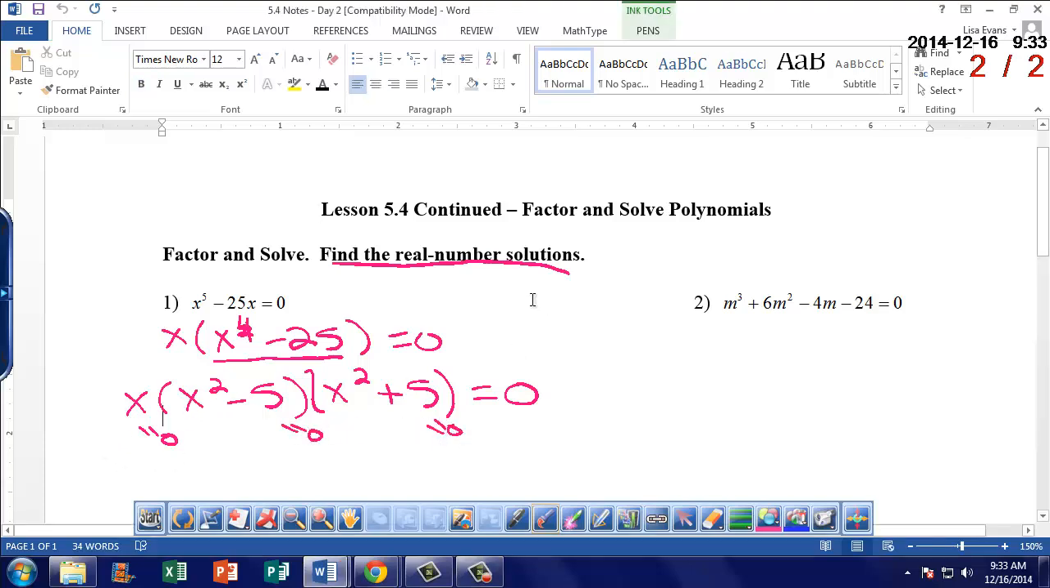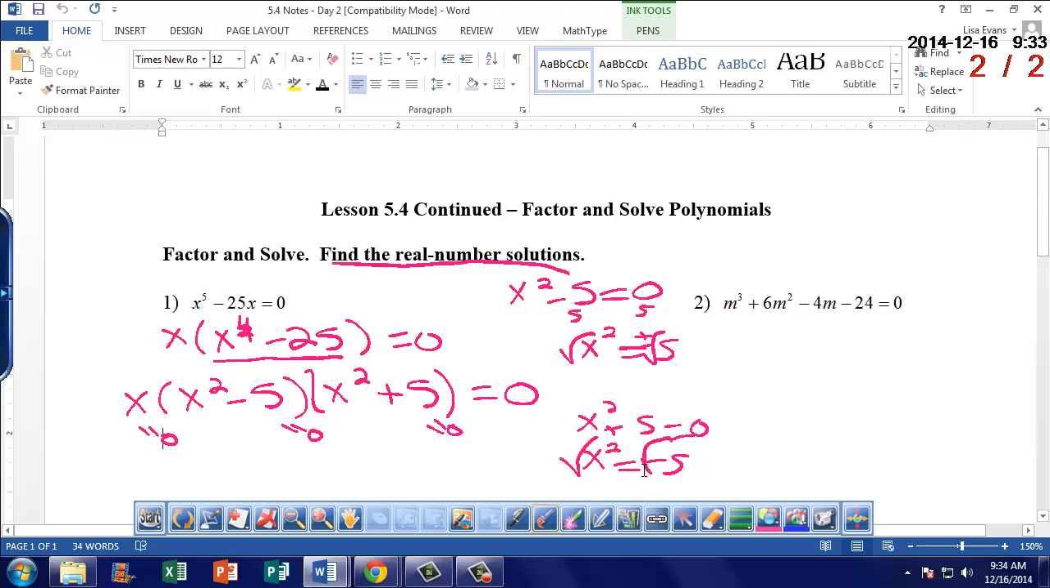So when we set this parenthesis equal to 0, we add 5 to both sides, we get x squared equals 5, and then we have to square root it. So remember, when you put in a square root, we're going to get a plus and minus. This one, we're going to get x squared plus 5 equals 0. You're going to get x squared equals negative 5, and then you're going to square root it. Can we take the square root of a negative number? Well, we can, but we would have an imaginary answer, which is not real. So our real answers are going to be 0, because we don't want you to forget about that one, square root of 5, and the negative square root of 5.